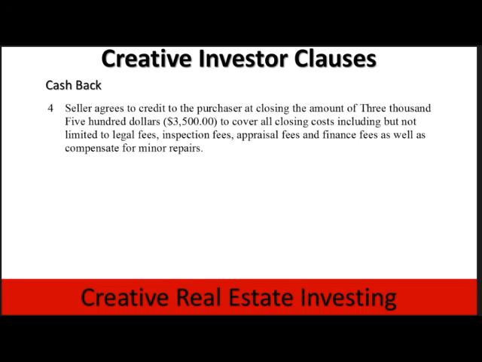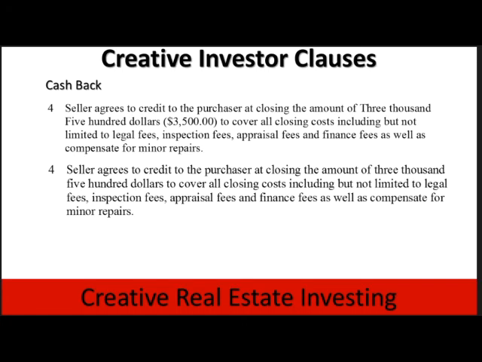Now, I wrote that same cashback clause below. It says the exact same thing. Seller agrees to credit to the purchaser at closing the amount of $3,500 to cover all closing costs, including but not limited to legal fees, inspections, appraisal fees, finance fees, as well as compensate for minor repairs. The exact same thing. Well, if it's the exact same thing, then what's the difference between the two clauses? It's these three very subtle changes.